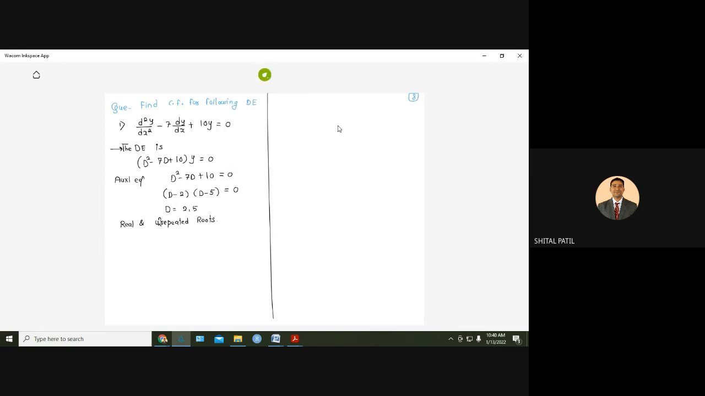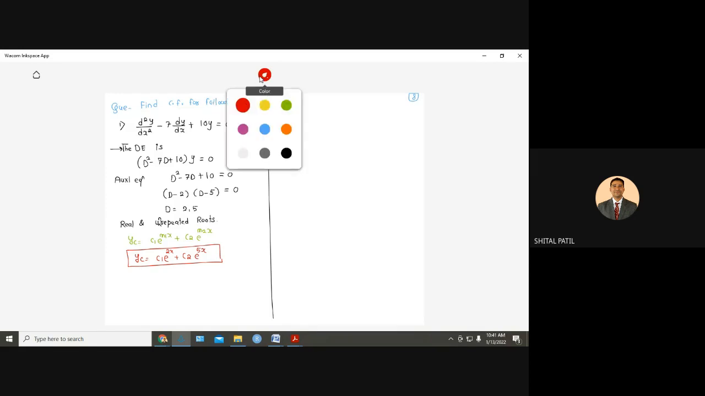So can anyone tell me what is the formula? First formula: C1 e raised to m1x plus C2 e raised to m2x. Only two roots, so no need to write C3 e raised to m3x. Right? Therefore, what is the complementary function? C1 e raised to 2x. That's it. Understood this? Yes, sir. Okay, right.